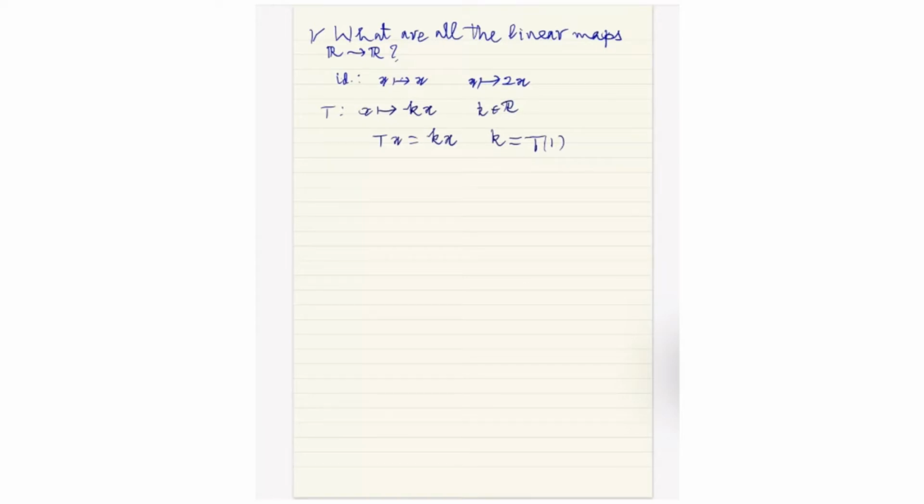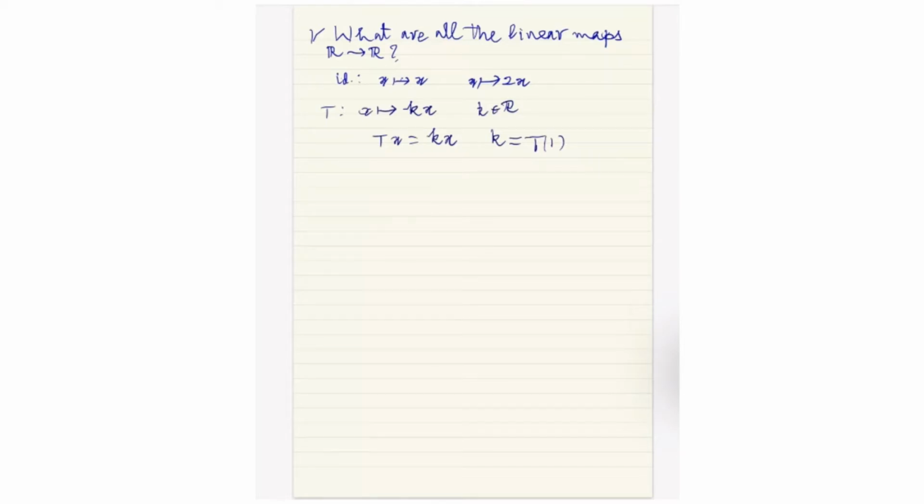So if you take any real number k, multiplication by k gives you a linear map on R. What happens if k is 0? The map is the zero map. So t is the 0 map, right? So you don't have to exclude that. The 0 map is still a linear map, isn't it?